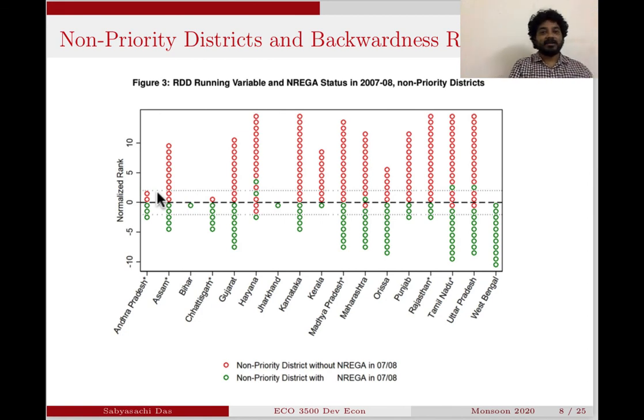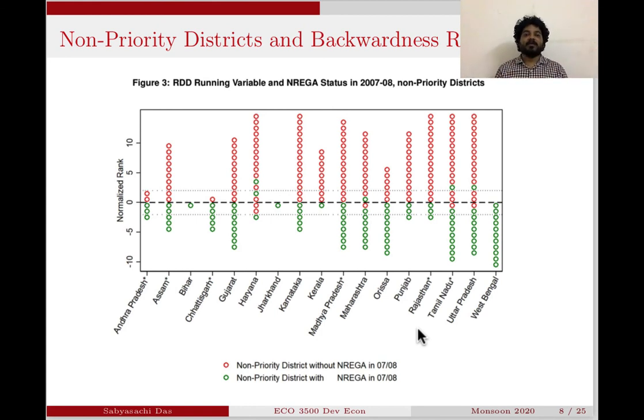There are some states that have a star marked on them. These states are called star states. These are well performers in NREGA. And the other states are non-star states, which are not performing as well. They are not implementing the NREGA program as well. And this demarcation of star versus non-star states comes from earlier studies.